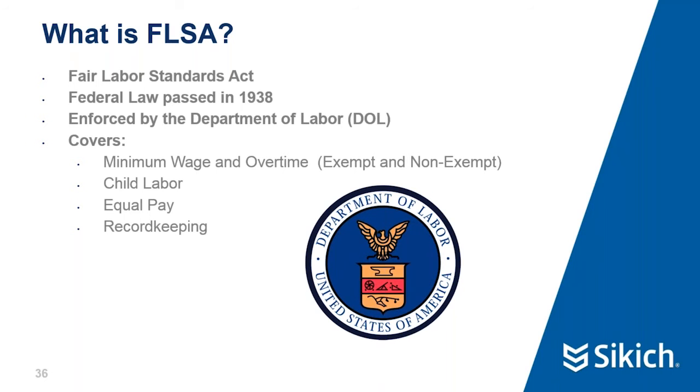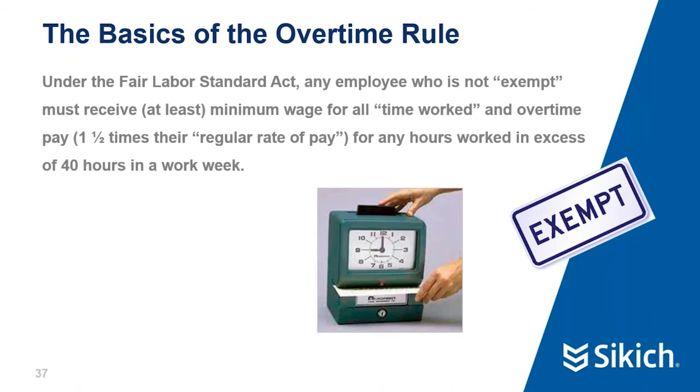It is enforced by the Department of Labor, and it primarily covers minimum wage, overtime, exempt, non-exempt, child labor, equal pay, and record keeping. So the basics of the overtime rule under the Fair Labor Standards Act: an employee who is non-exempt, and that's key, not exempt, must receive at least minimum wage for all time worked and overtime pay, which is 1.5 times the regular rate of pay for any hours worked in excess of 40 hours in a work week.